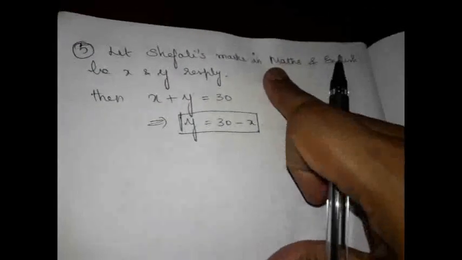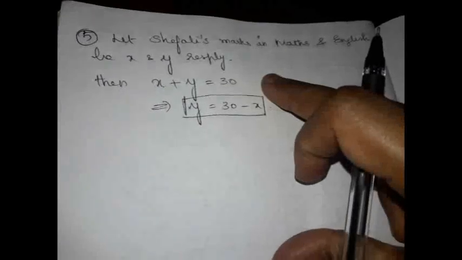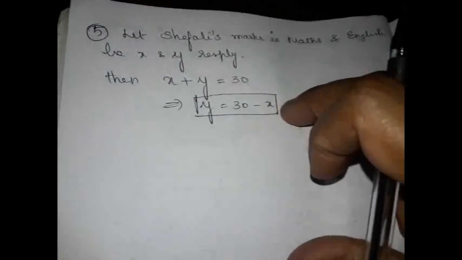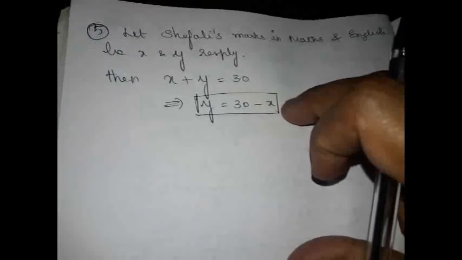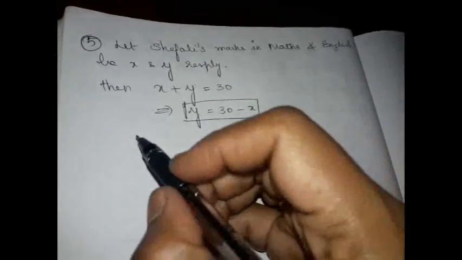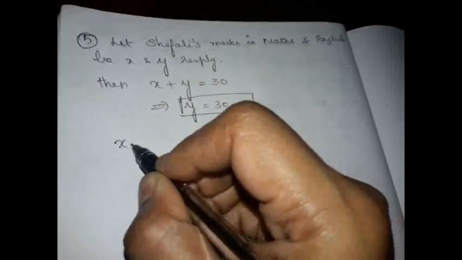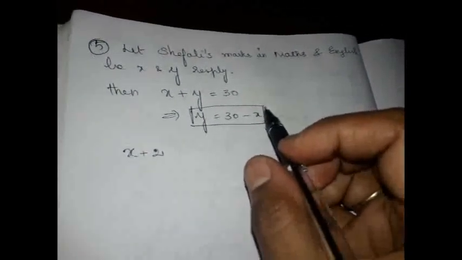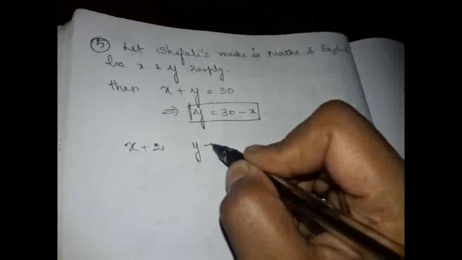So let Shefali's marks in maths and English be x and y respectively. Then it is given the sum of their marks is 30. So x plus y equal to 30, which implies y equal to 30 minus x. Now in the question it is given, had she got 2 marks more in maths. Marks in maths we have assumed as x, so 2 marks more in maths is x plus 2, and 3 marks less in English. English we have assumed as y, so y minus 3, because it is less in English.